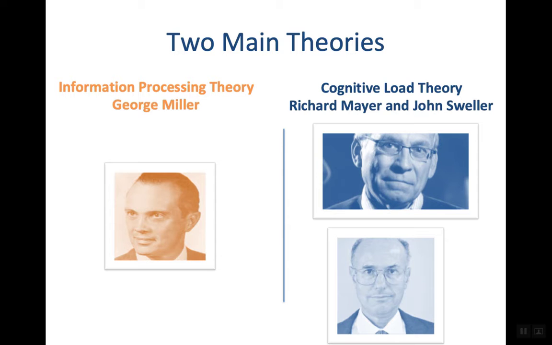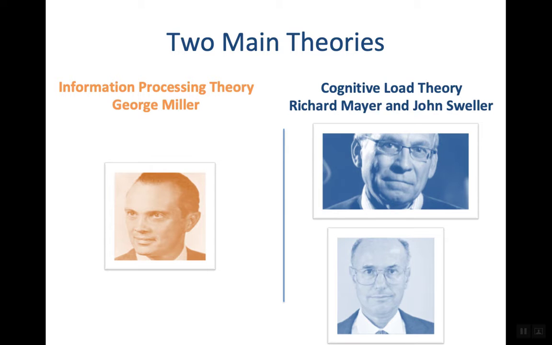So there are two main theories behind e-learning. One is the information processing theory, and the other is the cognitive load theory. The information processing theory was developed by George Miller, a leading psychologist at Harvard University, and he's also known as the father of cognitive psychology. His work in the 1950s really focused on understanding and coming to the conclusion that the human brain has a limited working memory, or limited capacity in this function.